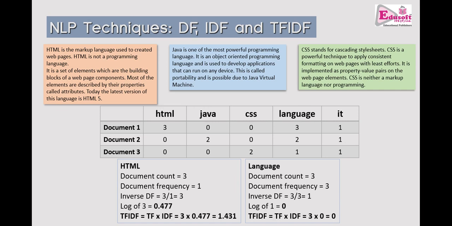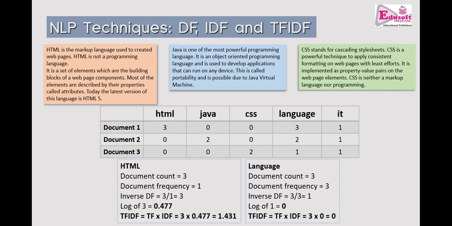Once your inverse document frequency is calculated, you take the log base 10 of the resultant value you got out of the division. Like what I have done here: the inverse document frequency of HTML is 3, and the log of 3 is 0.477.